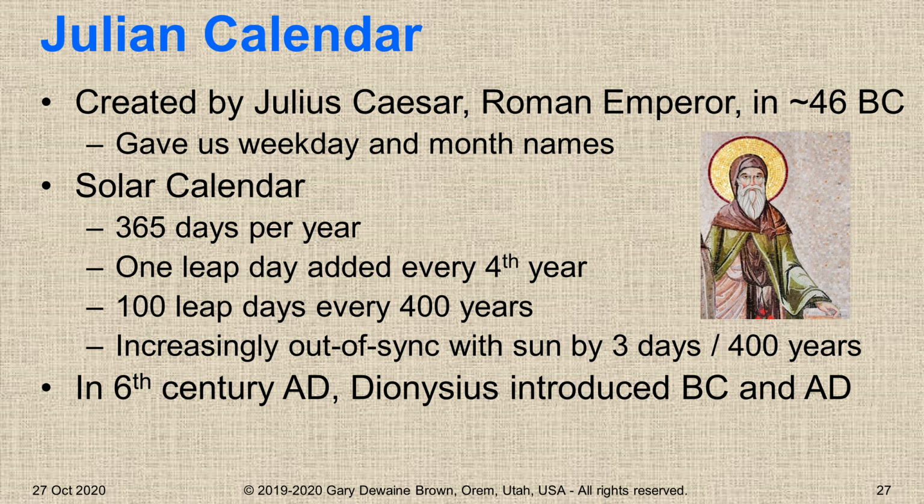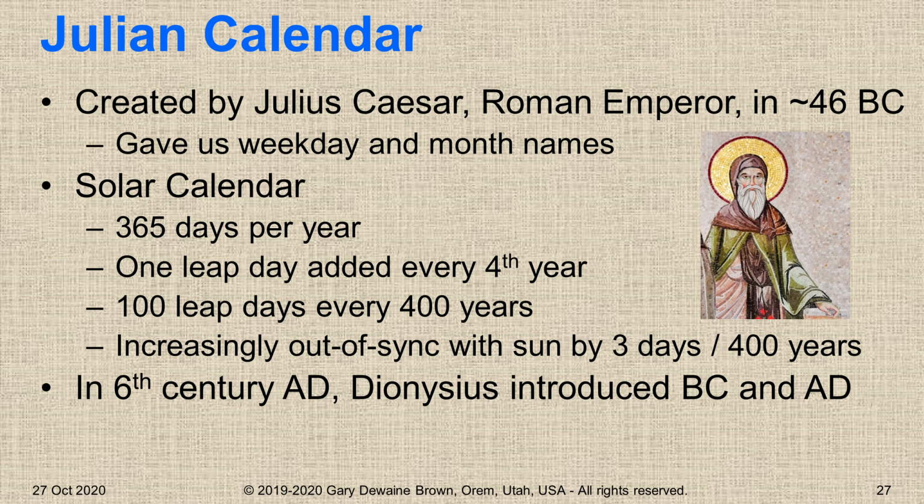In the 6th century, a monk named Dionysius Exiguus of Scythia Minor introduced the abbreviations BC, before Christ, and AD, Anno Domini in Latin, which means in the year of the Lord in English, to indicate the years before Christ and those after Christ respectively.